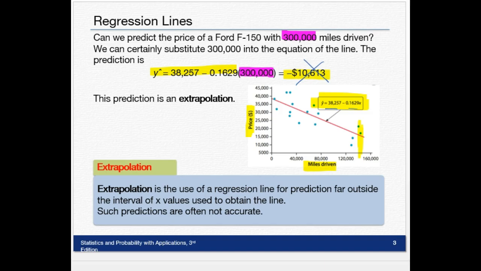And here's the definition of extrapolation. Make sure you know it. It's the use of a regression line for prediction far outside the interval of x values used to obtain the line. Such predictions are often not accurate, so we don't use them. All right? So let's look at this.